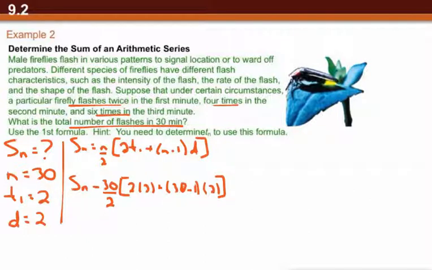And now it becomes a math exercise. I'm going to do 30 over 2. It's 15. Start looking at the brackets. We've got 2 times 2, that's 4. This inner set of brackets, we actually have some math to do. 30 minus 1 is 29.